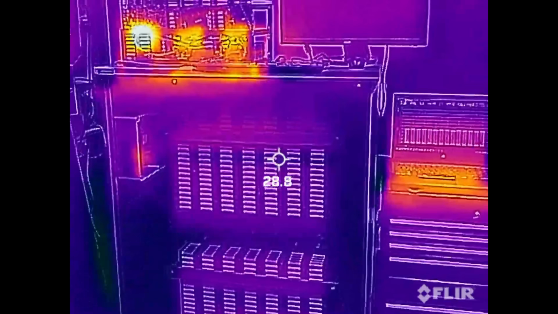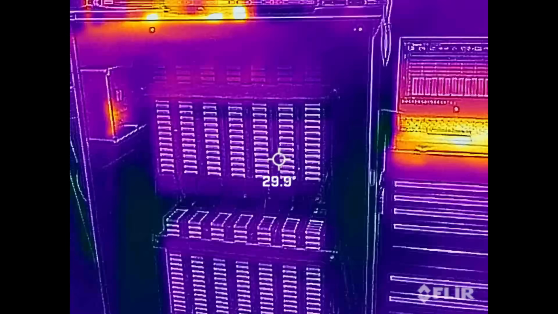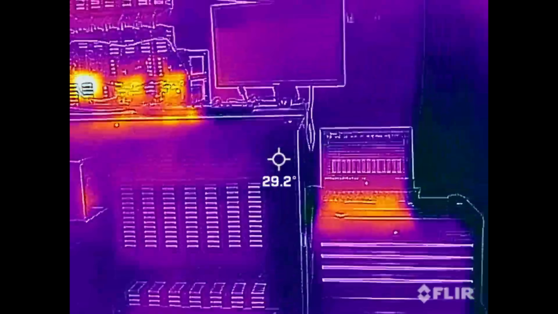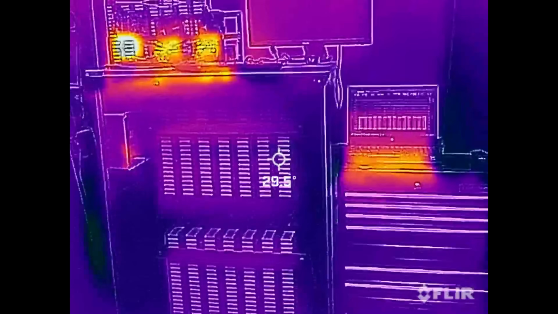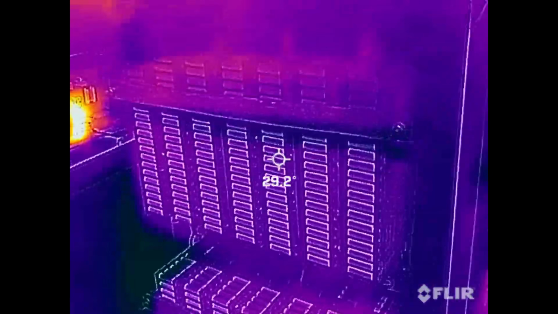I figured before this test finished, I should get the old thermal camera out and have a quick look. So far, I'm really liking what I'm seeing. I can just see the laptop and the three cards up there that are a bit warm. To be expected, I guess.